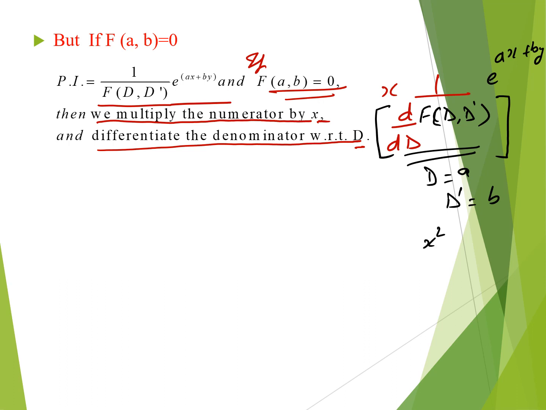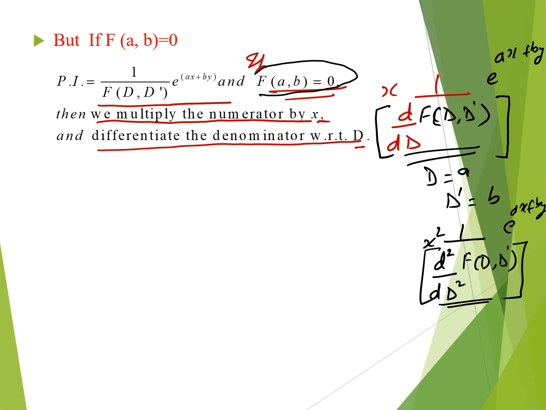Suppose the denominator is again 0, then we have to again multiply with x. That will be x square over the second differentiation with respect to D of f(D, D') and e to the power ax plus by. We have to do this until the denominator converts into a nonzero number. If the denominator is 0, the result will be infinity. So we have to remove this problem by using this technique.